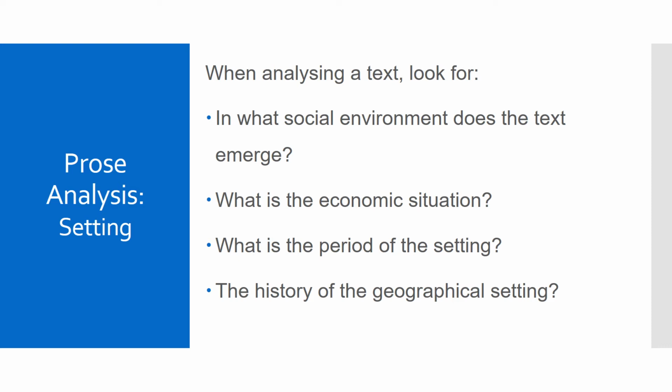In what social environment does the text emerge? So we are looking at the setting. What is the economic situation? What is the period of the setting of the novel? And the history and the geographical setting of the novel that you are looking at. Which aspects of Karl Marx and Engels' philosophies are being portrayed by the setting of your novel or another prose text?